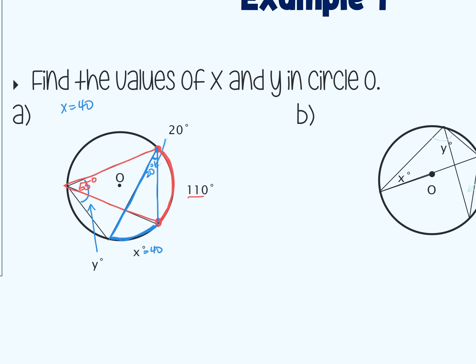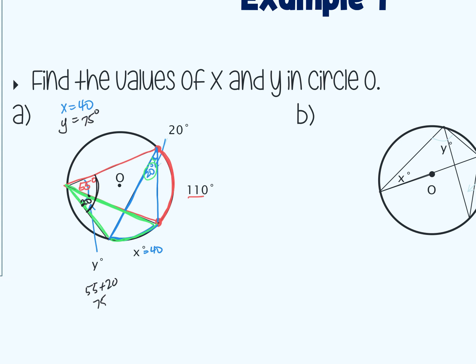What I noticed was, remember that if two inscribed angles share the same arc, those inscribed angles are equal. Notice that this green angle I'm creating is also using arc X. So if arc X is 40 and this angle over here is 20, this one also has to be 20. It's kind of hard to read, but angle Y, which is the whole thing, is 55 plus 20, or 75. So Y is 75.